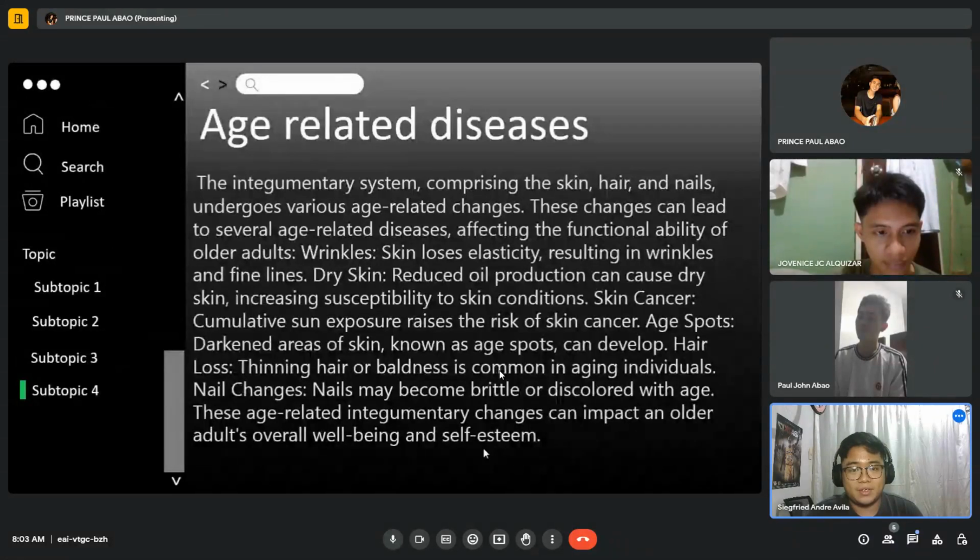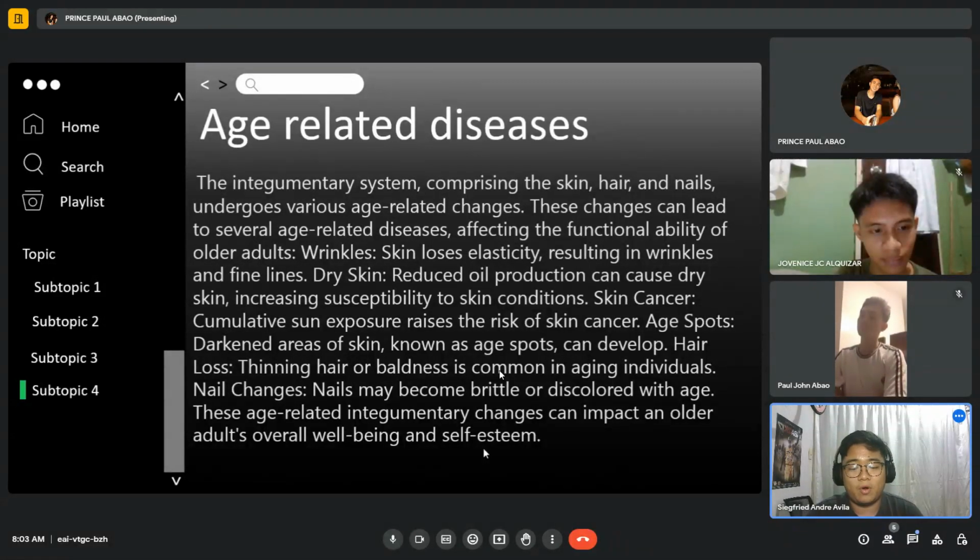Next to that is skin cancer. Prolonged and cumulative sun exposure throughout one's lifetime increases the risk of developing skin cancer. Ultraviolet radiation from the sun can damage skin cells and lead to the development of malignant tumors. Next are age spots. Age spots, also known as liver spots or solar lentigines, are darkened areas of the skin that often appear in older individuals. These spots are typically a result of sun exposure and may be more prevalent on sun-exposed areas like the face and the hands.